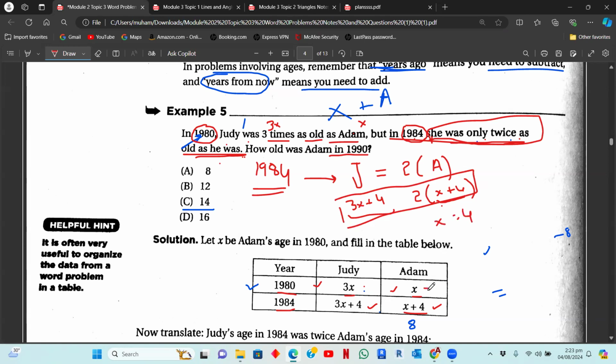So that means Adam was 4 years old in 1980. So how much will he be in 1990, 10 years later? 10 साल बढ़ जाएंगे, right? X plus 10, sorry, 4 plus 10. It will be 14. So C is the correct answer option. Now, does it make sense, Umayma? Yes. Okay.